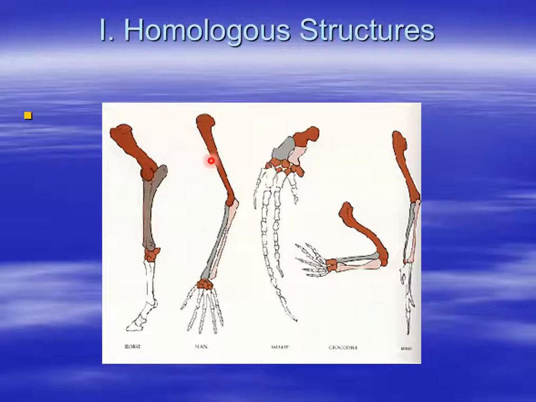Well, where did you get your genes from? Well, you got them from your parents. And where did they get their genes from? Well, they got it from their parents. Well, if a horse and a human and a crocodile and a whale all have a humerus, then they must all have the genes for a humerus. That's this bone right here, which you will see in person.